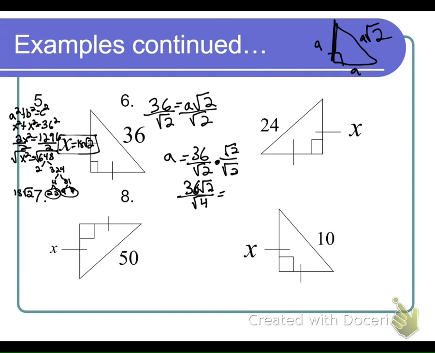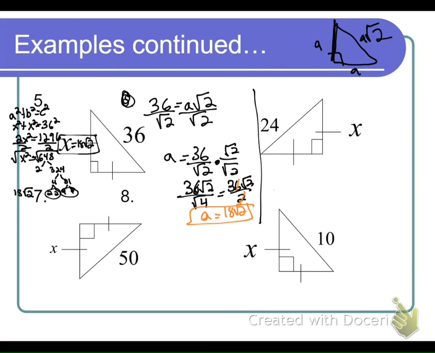This is still the first one, number 5. I'm just showing you a quicker method. So that's going to be what? 2. 2 goes into 36 how many times? 18. So you get a equals 18 square root of 2. We got the same answer, but arguably this is much quicker. So this is the method I'm going to use on our next group.